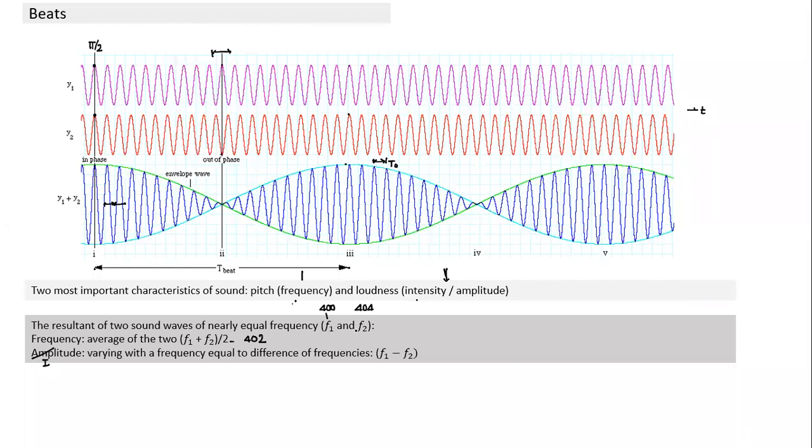So here, if those are 400 and 404, this time interval will be equal to 1/4 of a second. And what is this time from here to here equal to? This time is equal to 1/402.